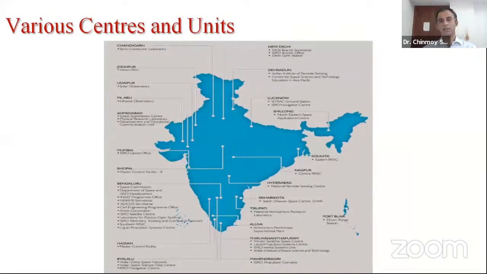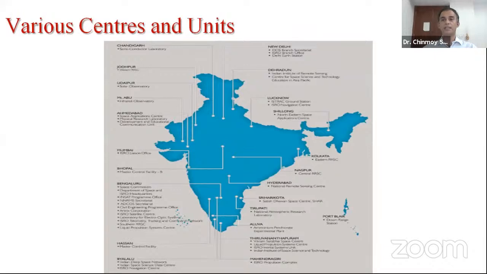Starting from the southern part to the northeast to the western part, everywhere it is there, and there are certain units which are specialized in certain things. For example, if you want to work on payloads, antennas, millimeter waves and terahertz, and you want to design payloads for satellite applications, you should try to get a job at SAC Ahmedabad, the Space Applications Centre.